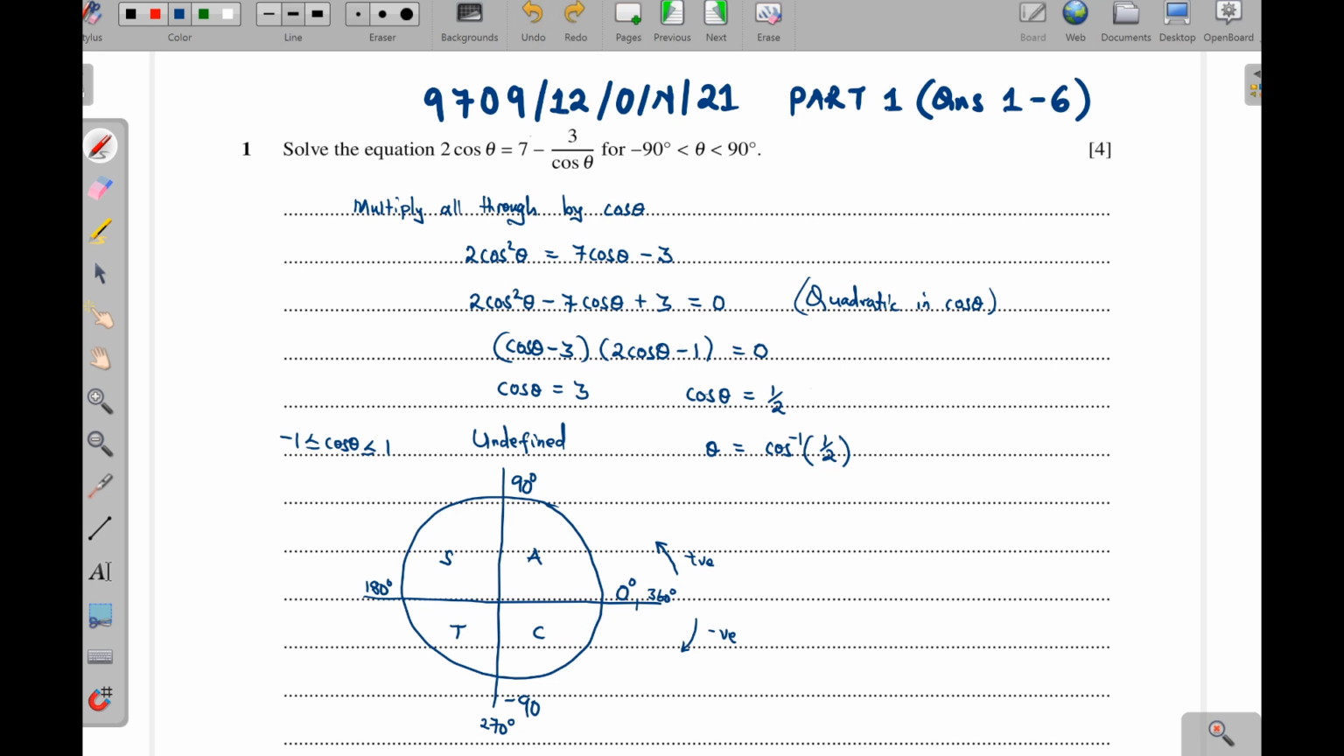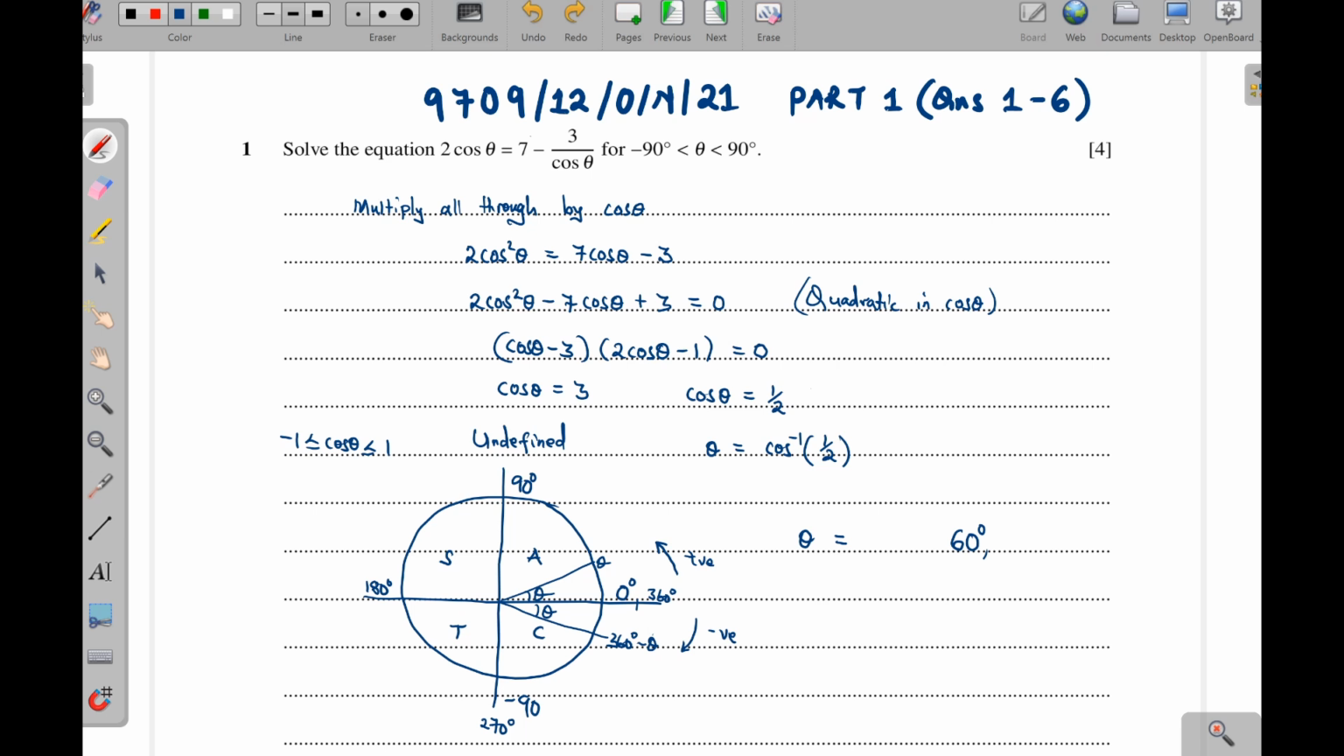Now, when I put arc cos of a half, here I will get 60 degrees. But cosine is positive in the first quadrant and fourth quadrant. That means for me to get the other value, you have your theta here, and then theta here. So you can move from here up to here. And that one will be 360 minus the theta.